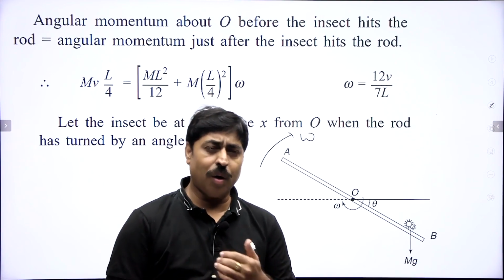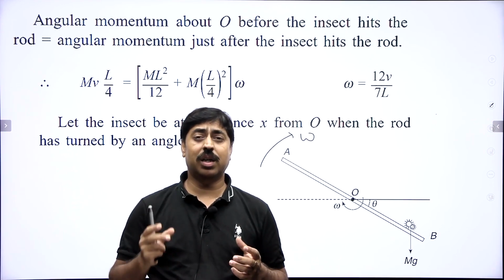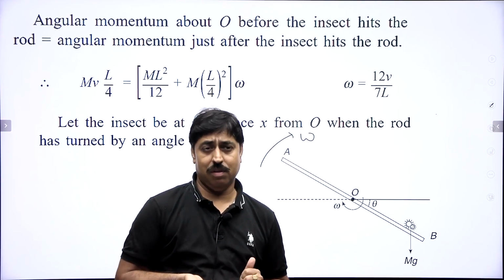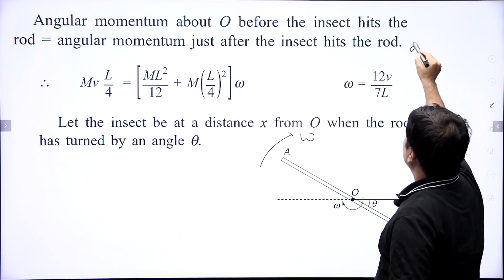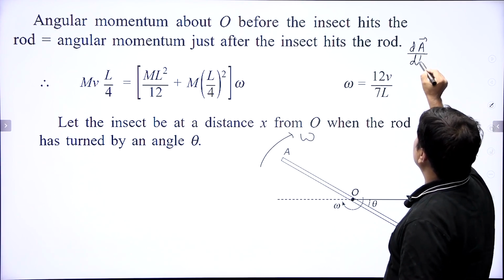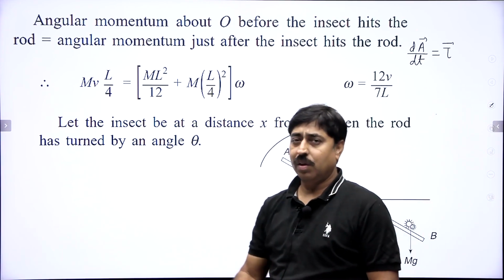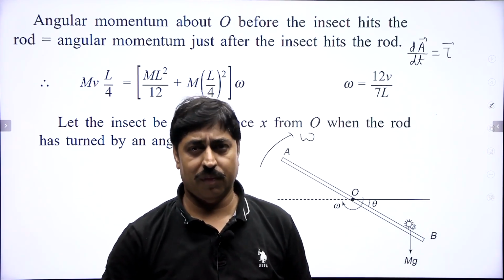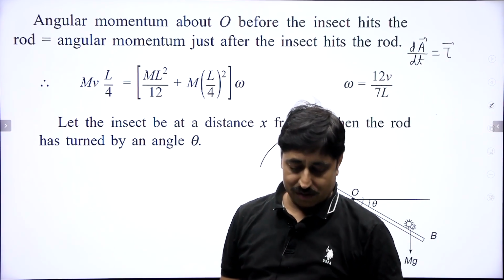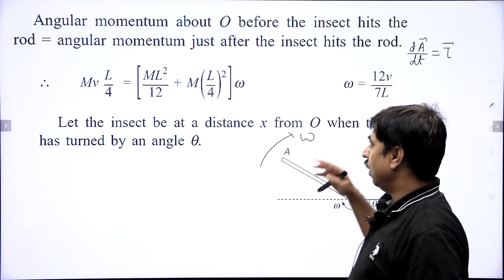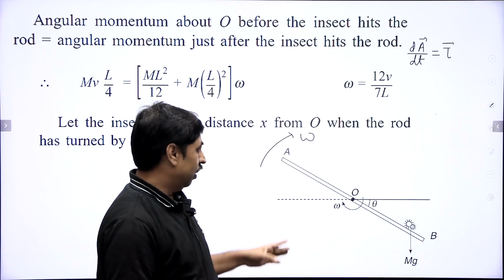So it will not be very wise to consider insect and rod separately as two objects, and it will be much more beneficial to apply this equation, that rate of change of angular momentum of the whole system is equal to net external torque acting on the system without separating the insect and the rod. So, we can give this a try, and this is the right way of solving this question actually. If you have understood this, then you will be able to do it. So, now the solution goes like this. This is a rod.